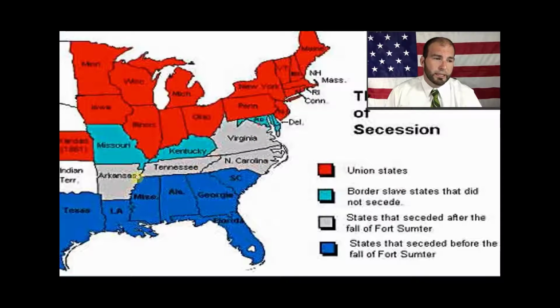North Carolina, Tennessee, and Arkansas, these are what's called the Upper South, with Kentucky, Missouri, Maryland, Delaware. These are all slave states. The red states are free states. These are all slave states. And so Virginia, North Carolina, Tennessee, and Arkansas don't leave. They're like, what just happened?